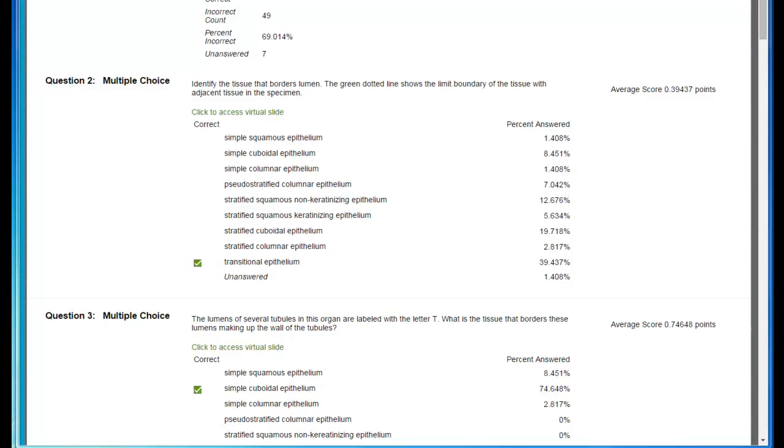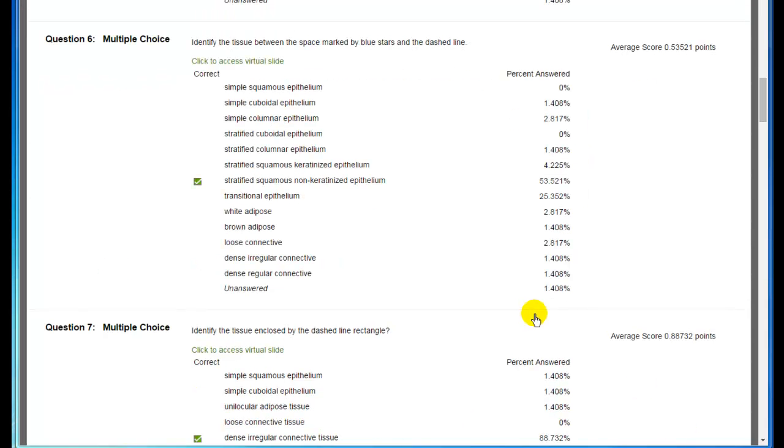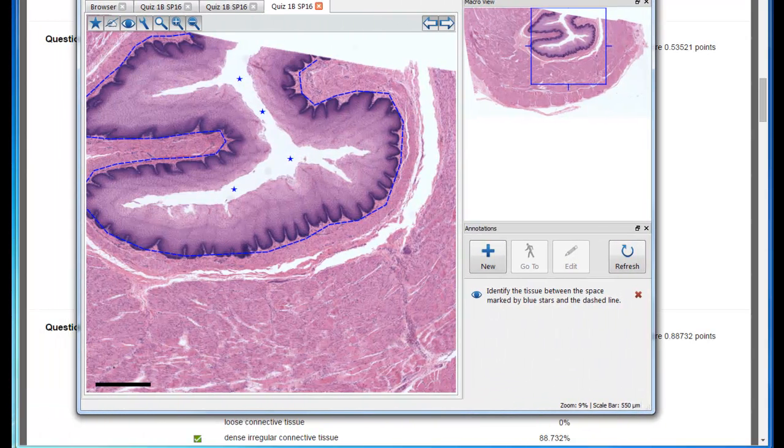Okay, so the next question is question 6, where you are asked to identify the tissue, and the correct answer was stratified squamous non-keratinized epithelium. Now, many in the class thought it was transitional epithelium, 25% to be exact. So this is the specimen that was presented.